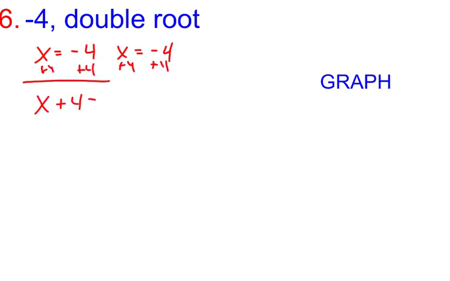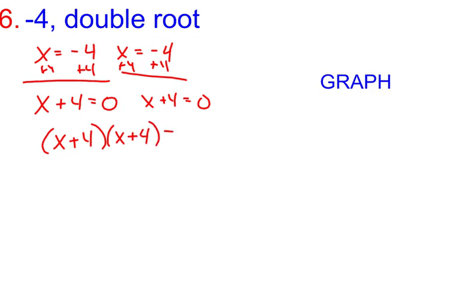Last one then. If they tell me that it's a double root, what does that mean? Remember that means that you get the answer x equals negative 4 twice. That's what a double root means. So you just have to know that you would write that twice. When I add 4 to both sides for both of these, I'd get x plus 4 equals 0, and then that's my two factors. So x plus 4 times x plus 4.